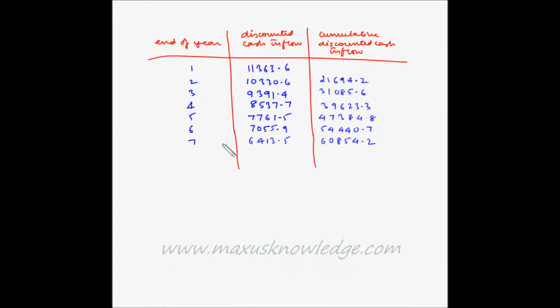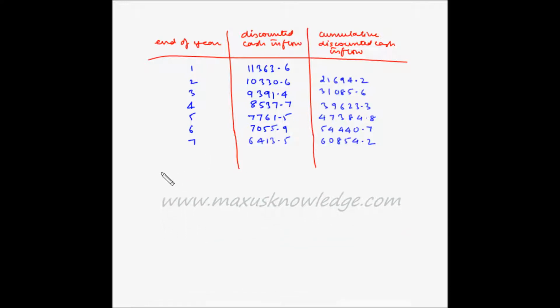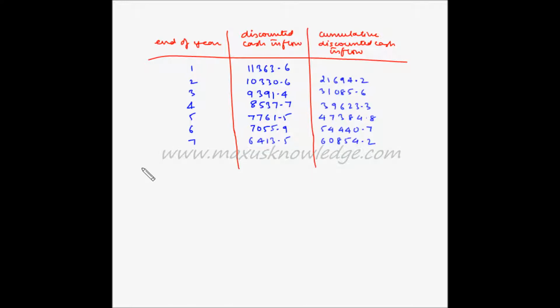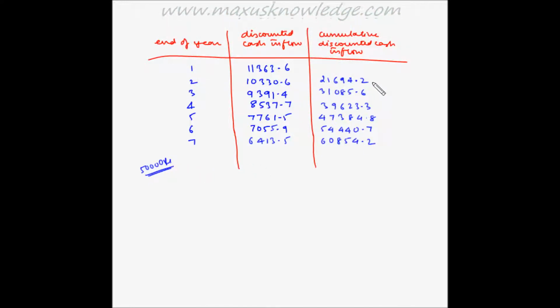Now, we need to recover the investment outlay of 50,000 rupees. So if you look at the cumulative discounted cash inflow, we would be recovering 47,384.8 rupees at the end of the fifth year. And we would be recovering 54,440.7 rupees at the end of the sixth year. So we are recovering 50,000 rupees somewhere during the sixth year.